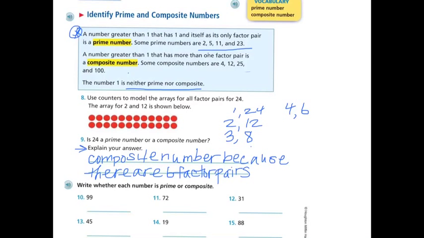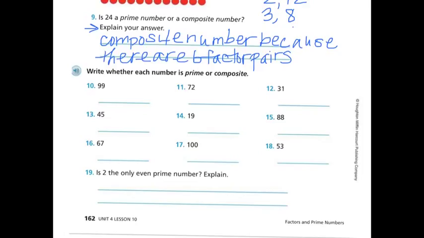So when you're trying to identify prime and composite numbers, it's really important to know your multiplication facts. So if you're struggling with those multiplication facts, you might want to have your multiplication fact table next to you so that you can see those multiplication facts in front of your face. So we're just going to be writing prime or composite on these numbers here on the bottom.